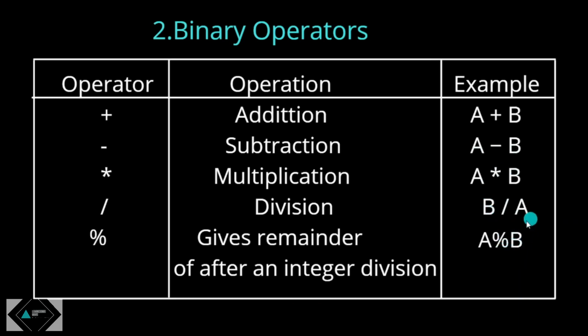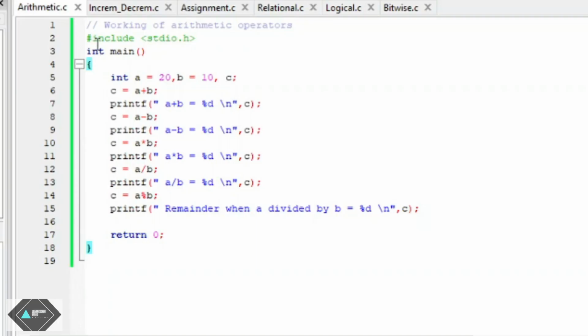And then we have the remainder operator, which is the percent symbol, and it returns the remainder of a divided by b in the given example. So here is the program for the arithmetic operator.